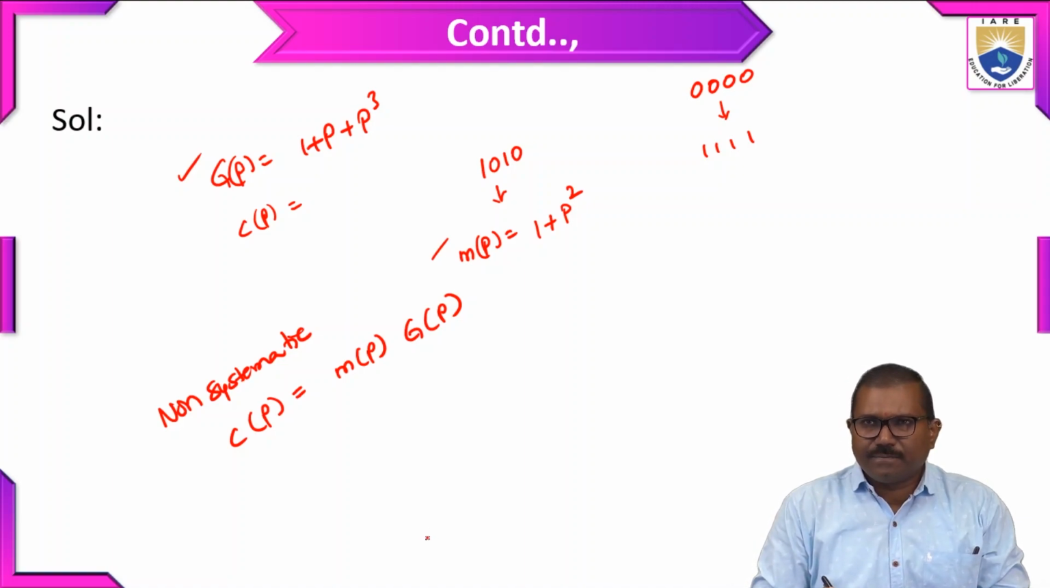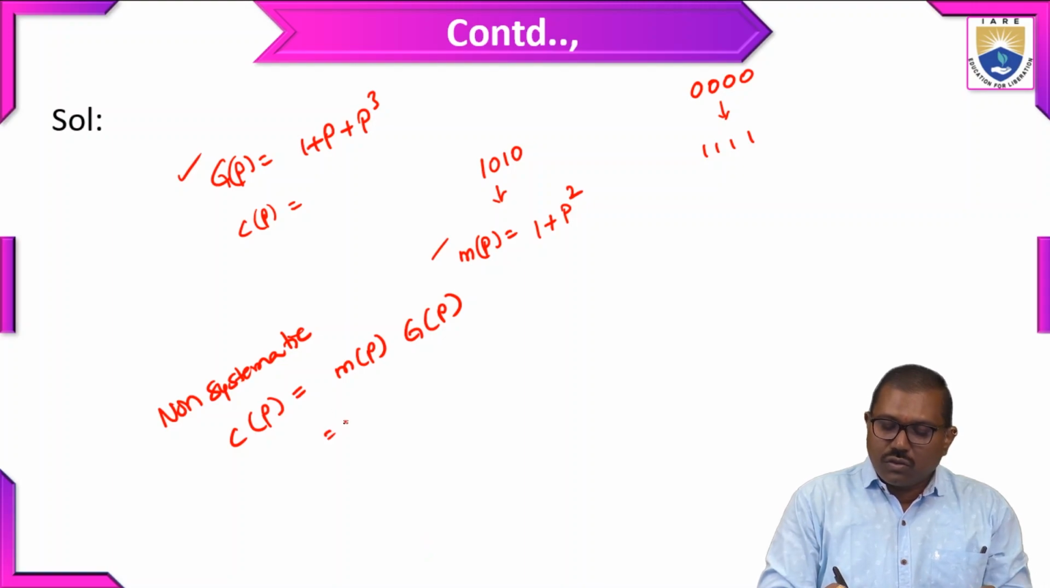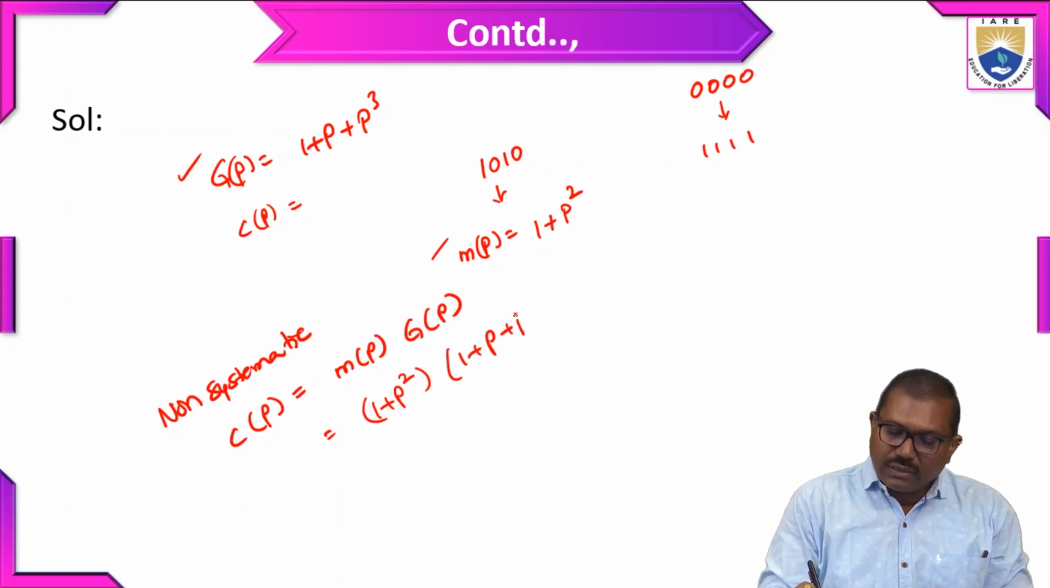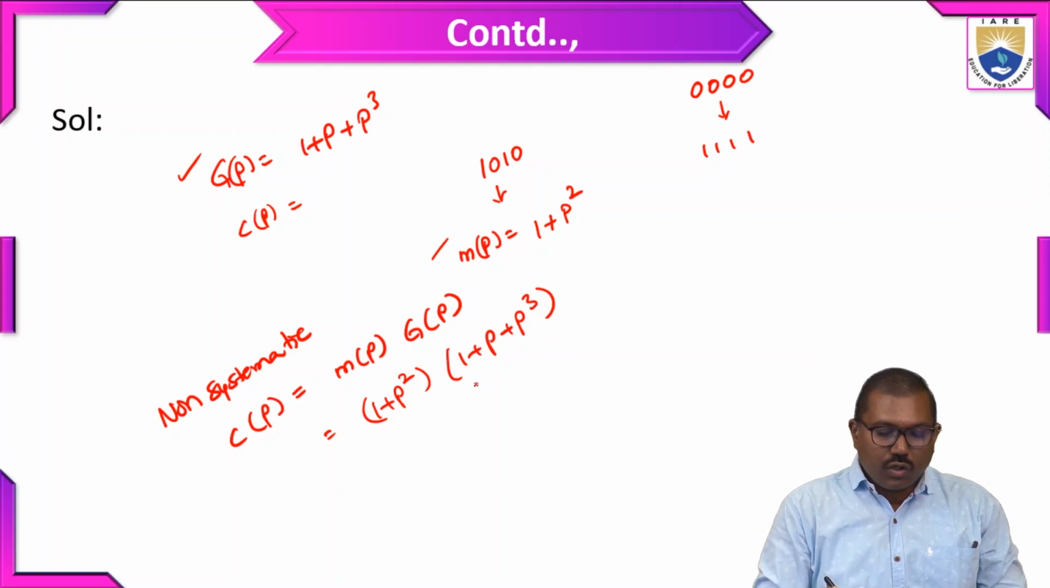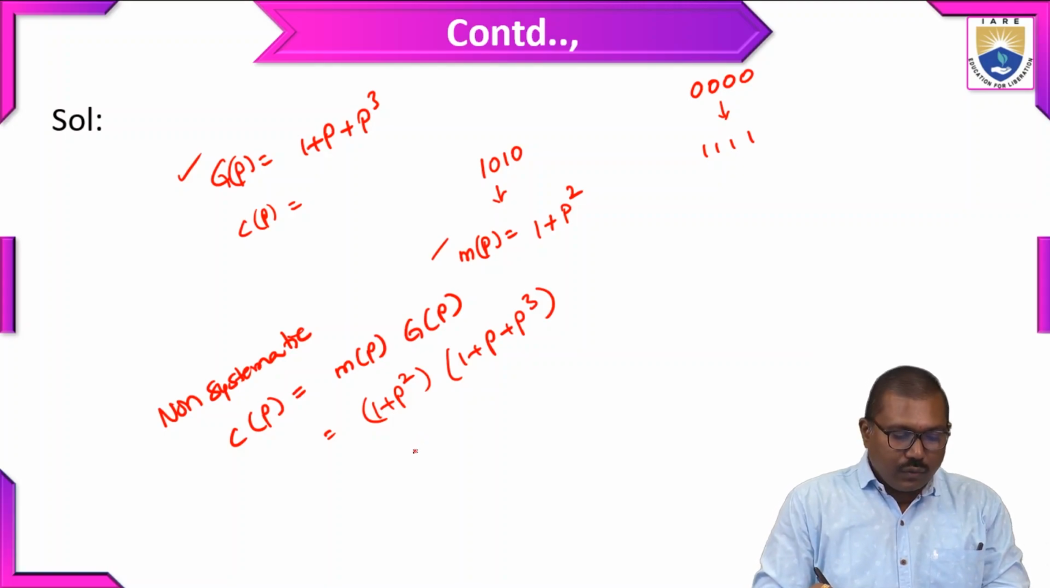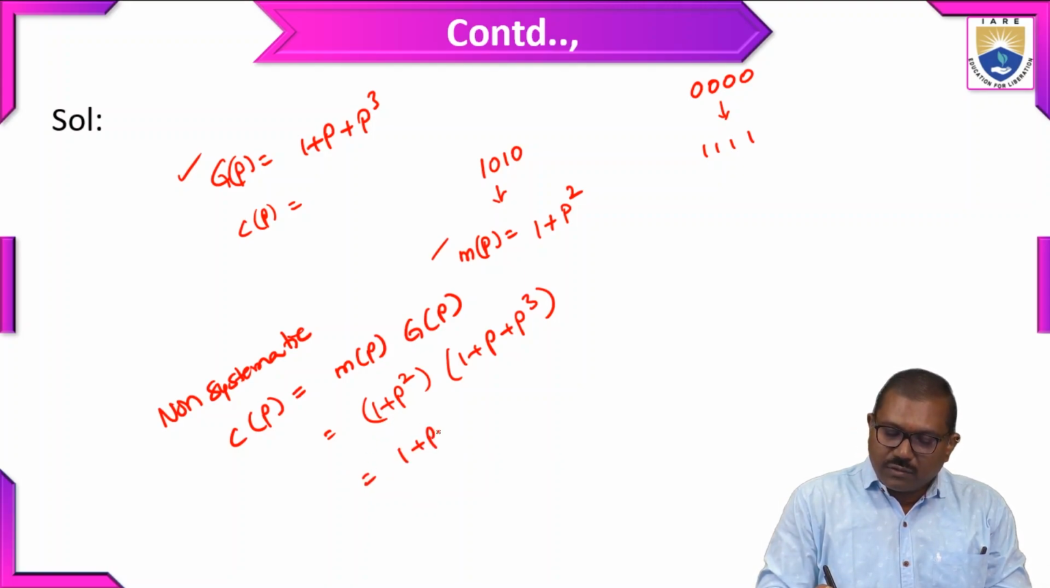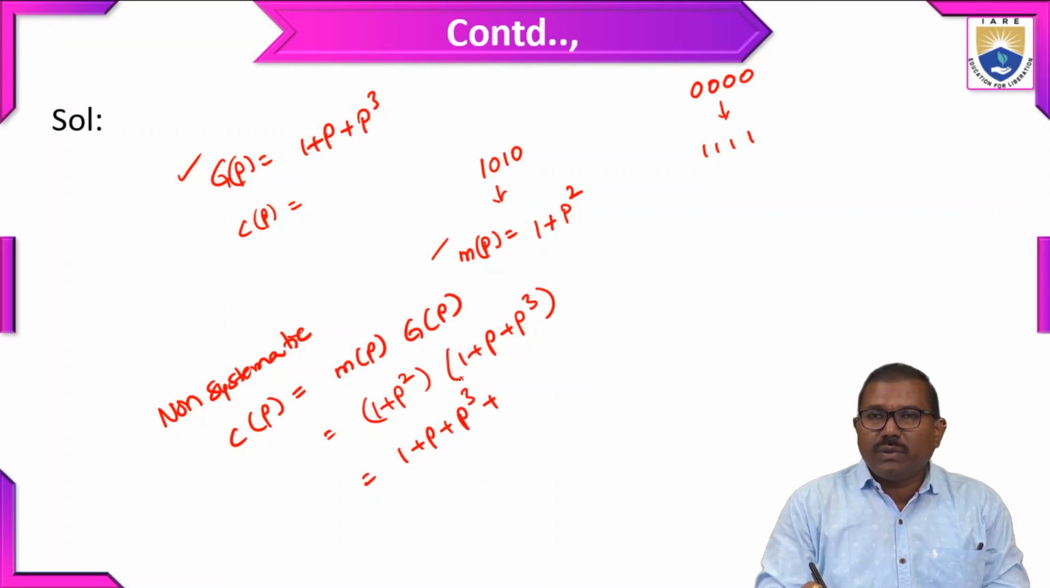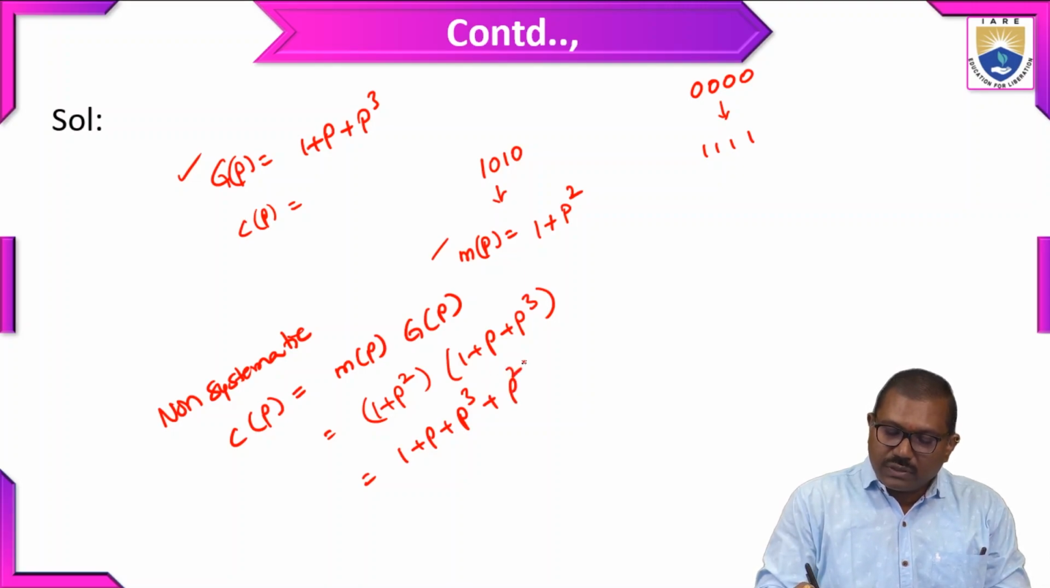This is non-systematic. Okay. So what is my message polynomial? 1 plus p square and 1 plus p cube. Here we are going to multiply these two. So what do you get? For 1 plus p cube, and the second one is p square, we multiply p square into 1 to get p square, plus p cube, plus p to the power of 5.